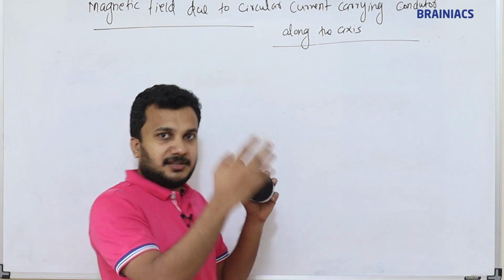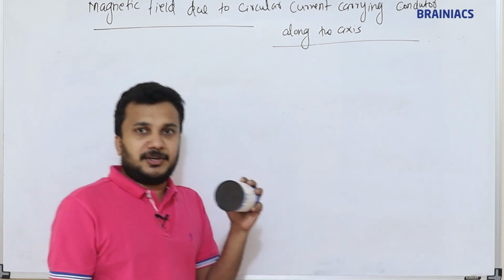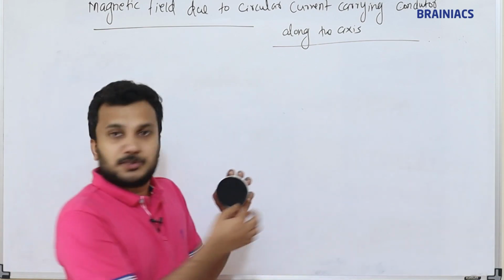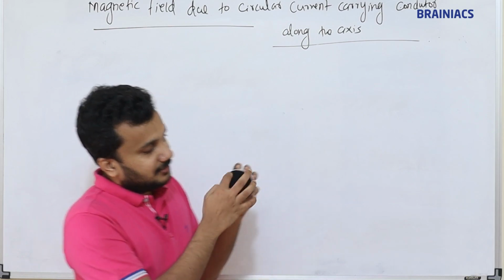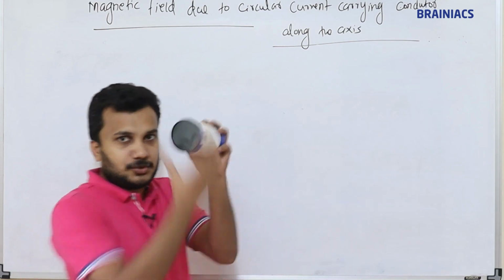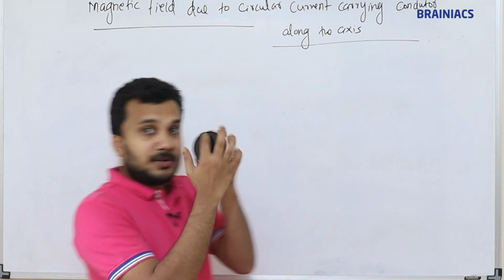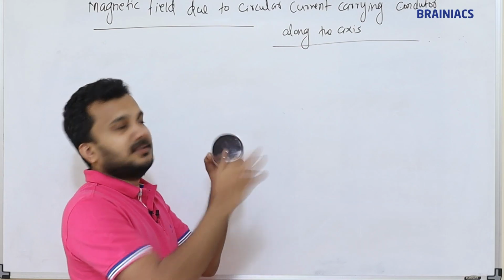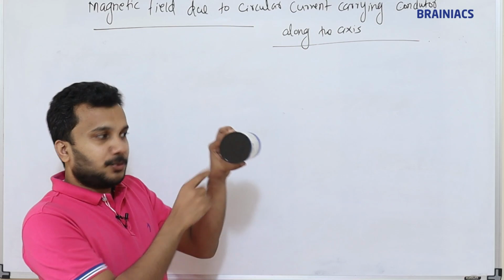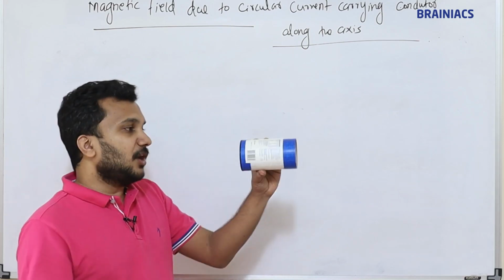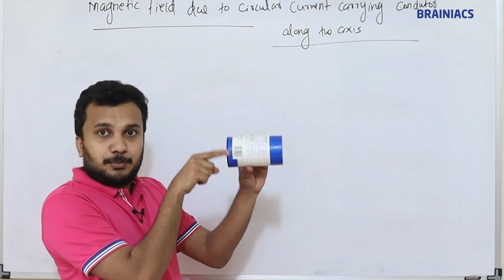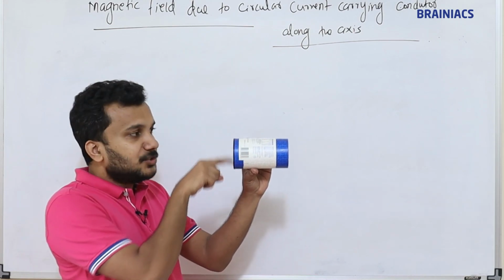Just like two minutes before, I told you ladies have bangles. So you can consider this is your bangle. So this black is a ring and the current is flowing through it like this. Now you can see this ring carrying the current like this. Now if I keep it like this, the black portion which earlier was facing you is now facing me. So you can see only the border black line.